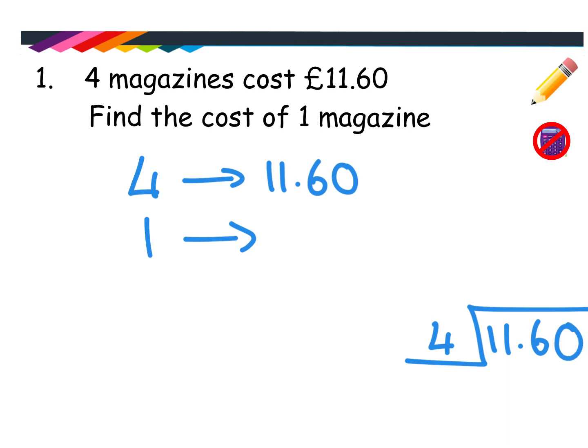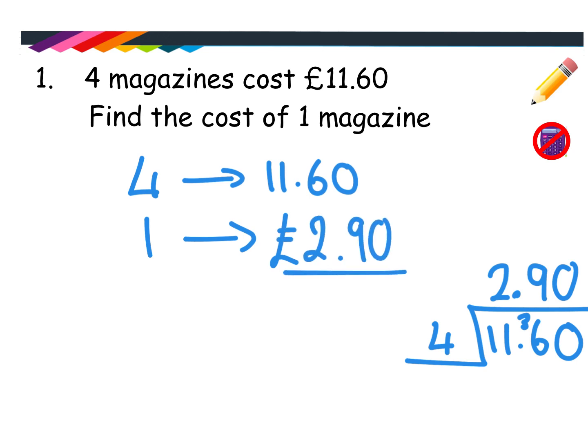11.60 divided by 4. 4 into 1 doesn't go, so it becomes 4 into 11, which is 2, carry the 3. And 4 into 36 is 9. So the answer is 1 magazine costs £2.90. Now this is the first step in most proportion calculations. In further lessons we will do something else with that, like maybe then find the cost of 5 magazines.